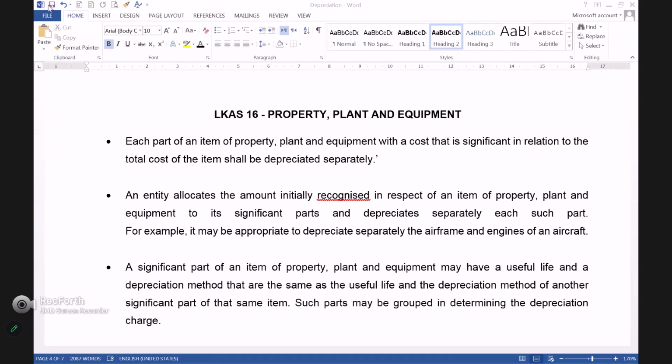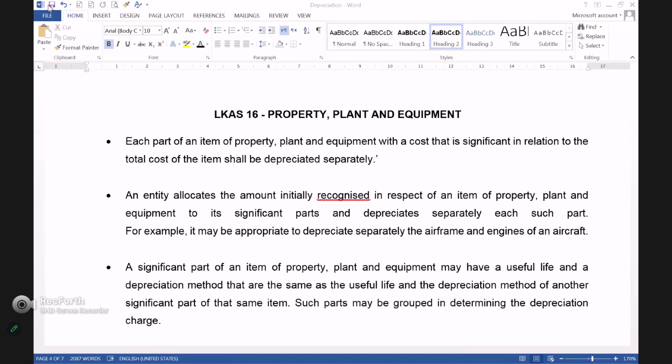We can continue the session. The accounting standard. Already you know that when you are preparing the financial statement, you are following some guidelines, some rules. So accounting concepts, generally accepted accounting principles. Like that, the Lankan accounting standard. Each and every standard talks about each and every matter.